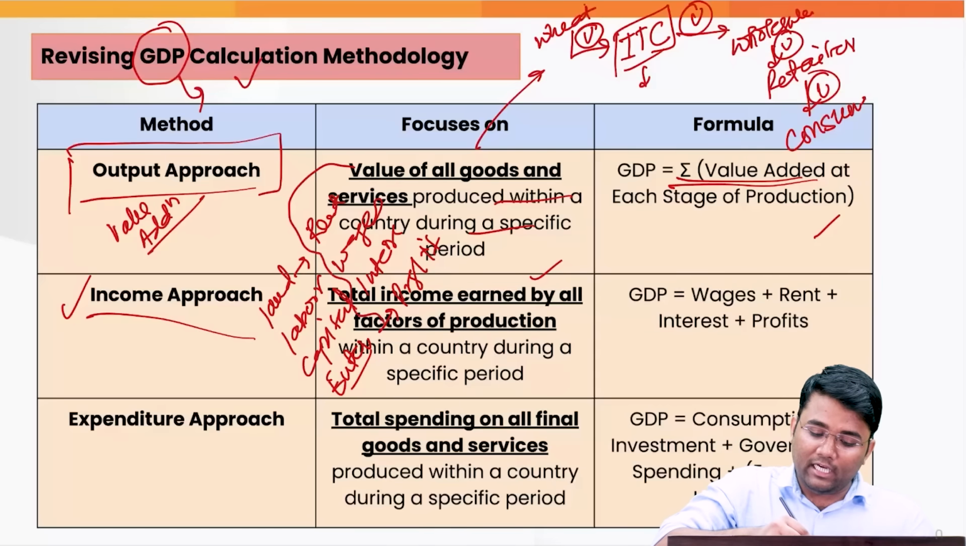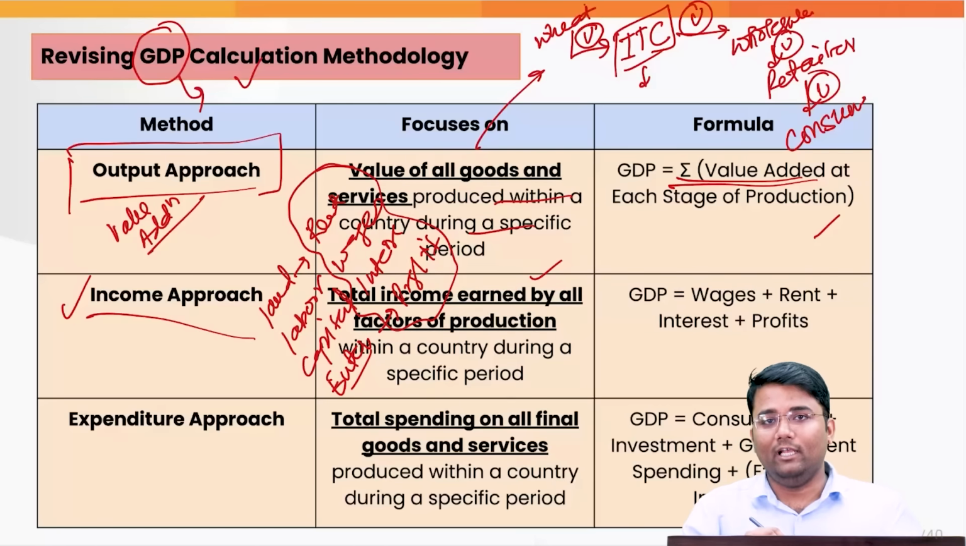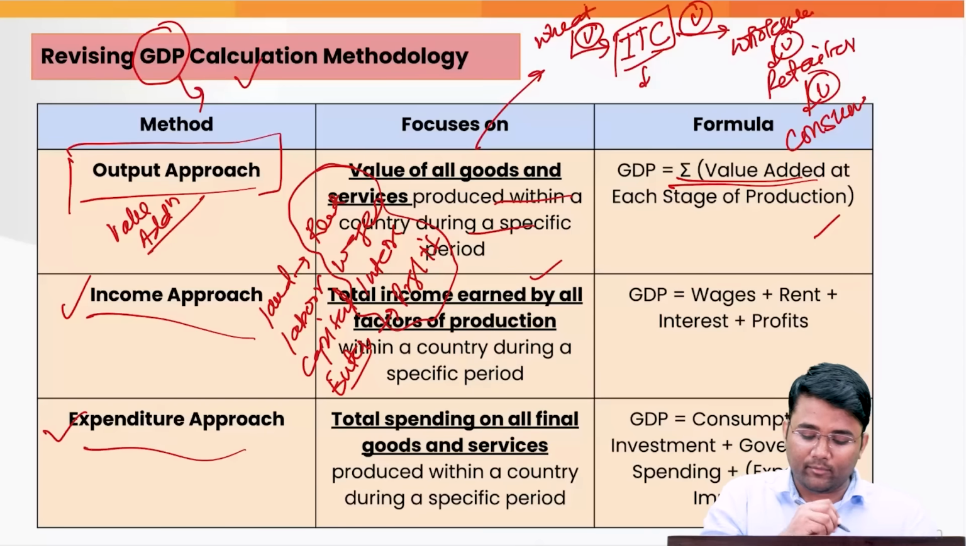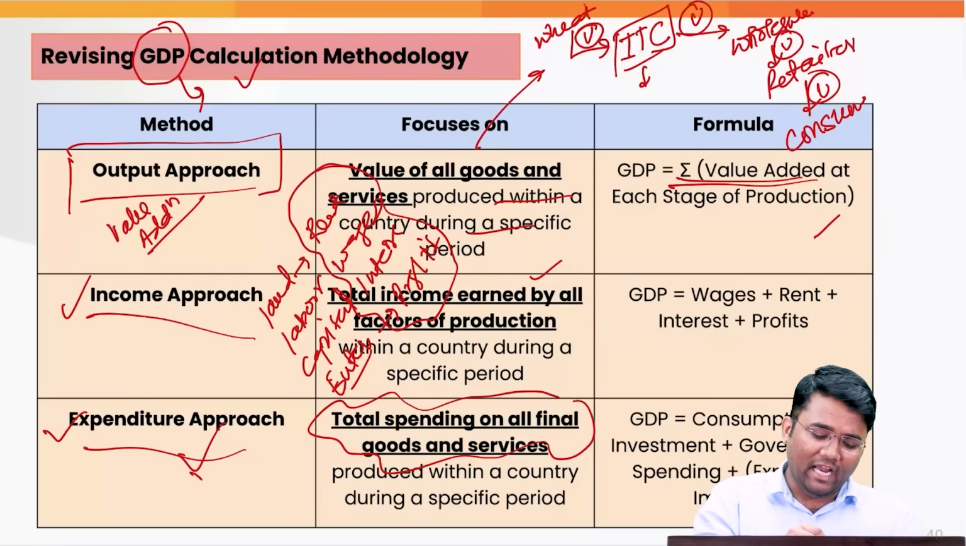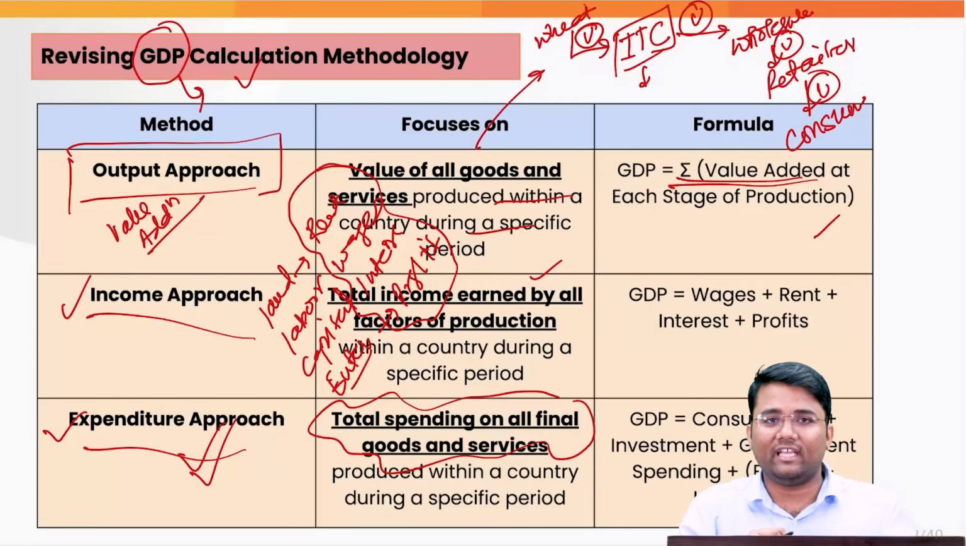So when we add all these four incomes, we can calculate the GDP through the income approach. Then comes the expenditure approach. Here, whatever the spending is on all final goods and services during a specific period, when we add that, we calculate the GDP through the expenditure method.